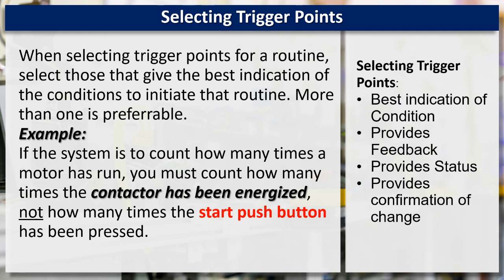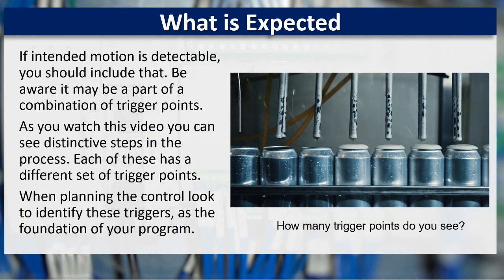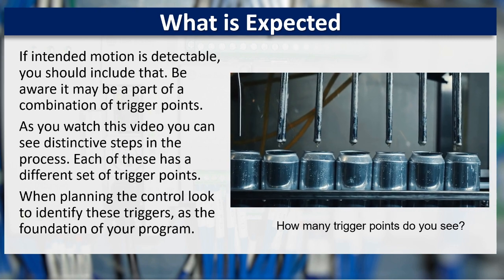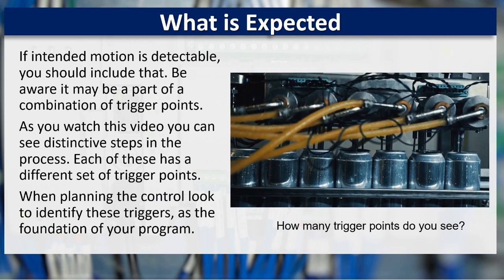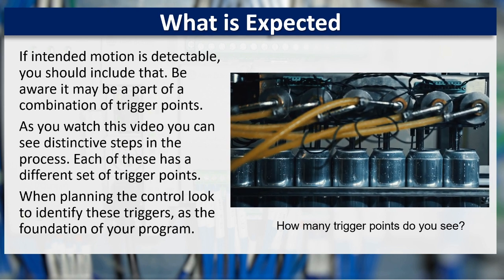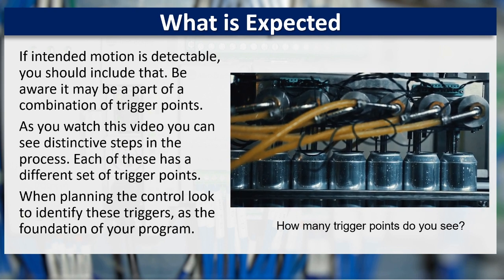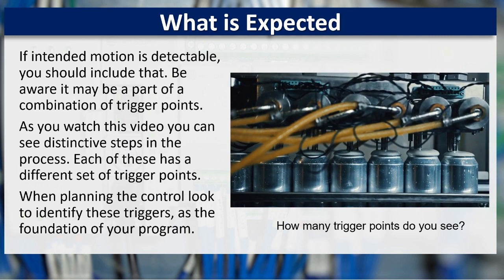Some of the trigger points that do the best indication will provide feedback, will provide status, and will provide a confirmation of change. If intended motion is detectable, you should include that. Be aware it may be a part of a combination of trigger points. As you watch the video, you can see distinctive steps in the process. Each of these have a different set of trigger points. When planning the control, look to identify these triggers as the foundation of your program.